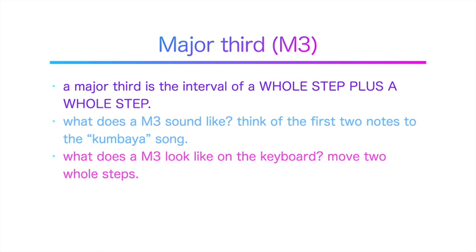And this is our final interval of the day, major third. A major third, capital M, on the symbol, is the interval of a whole step plus a whole step. This is super easy, right? You're not learning anything new. You're just learning to add on another half at a time.